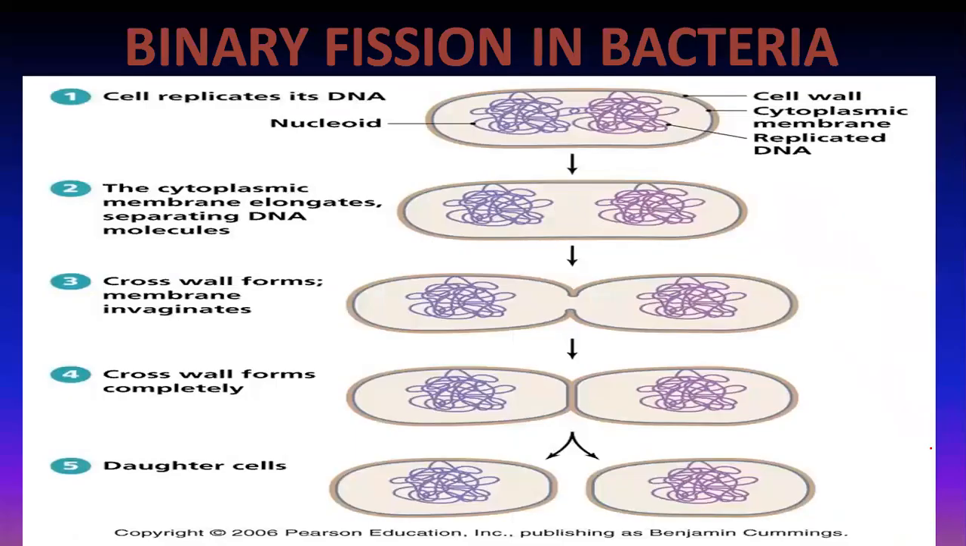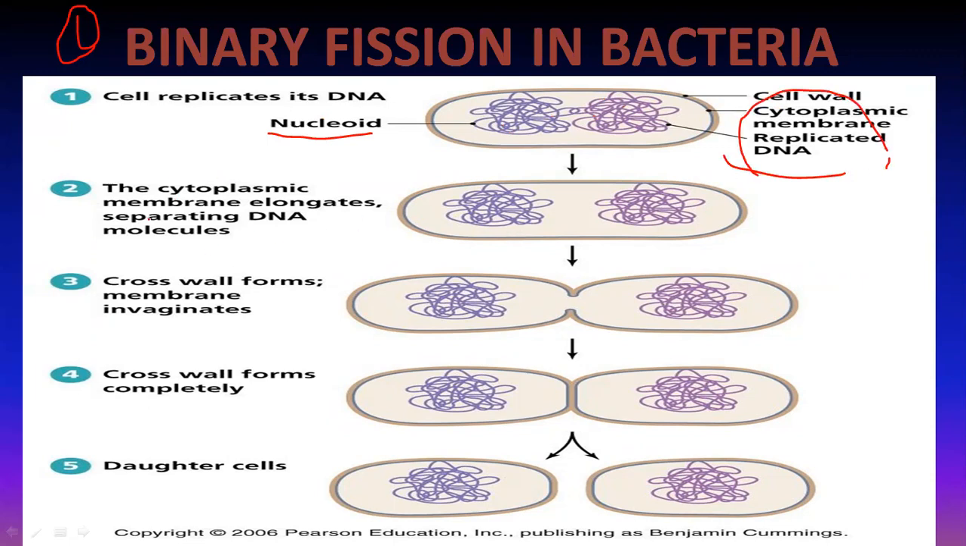Now we will see reproduction in bacteria. Reproduction in bacteria is of two types, as we know, asexual reproduction and sexual reproduction. Right now we are going to study asexual reproduction. In that we will see the very common and simple process, binary fission in bacteria. First of all, in one cell under favorable conditions, the cell replicates its DNA, which is called the nucleoid. That DNA is replicated, which means it makes its copy.